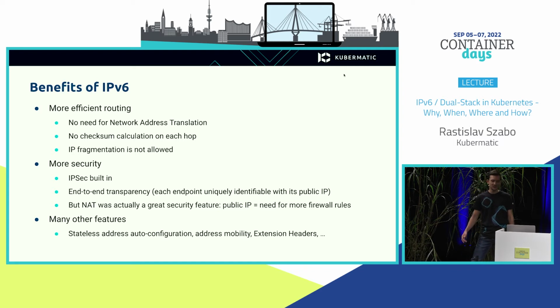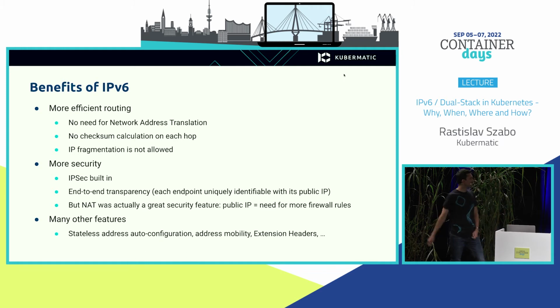And one of the drawbacks from the security perspective is that with IPv4, with network address translation everywhere, network address translation actually acted as a firewall, kind of. So with IPv6, if every single endpoint has its public IPv6 address, there are some security considerations. You need to make sure that your firewall rules are applied in all the places where you need them.